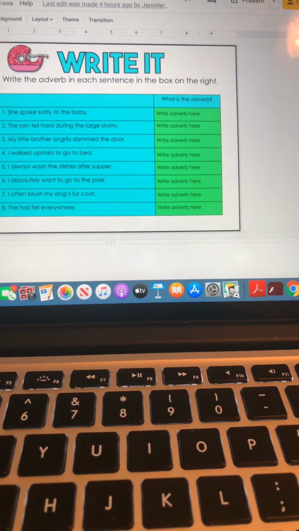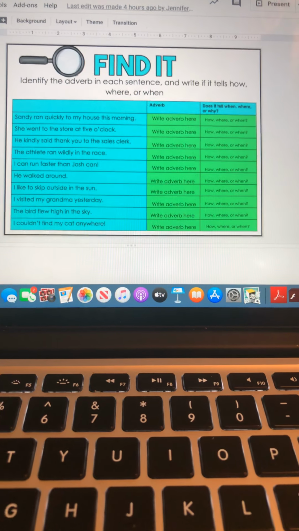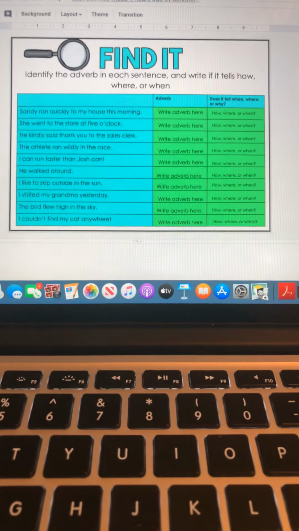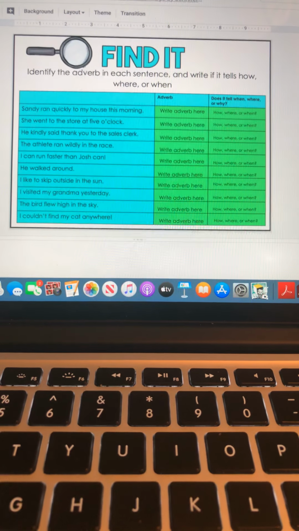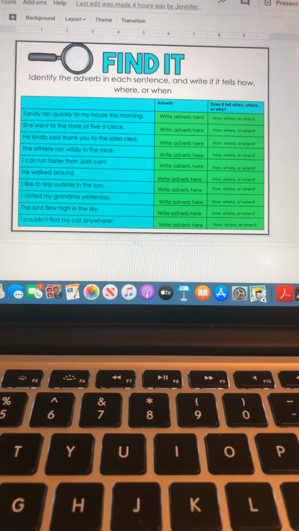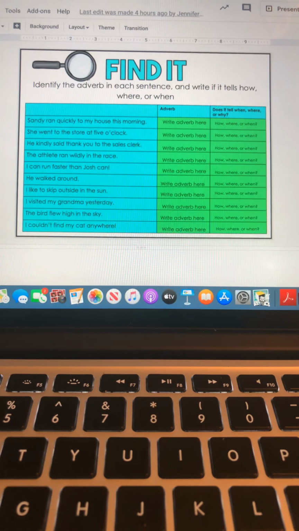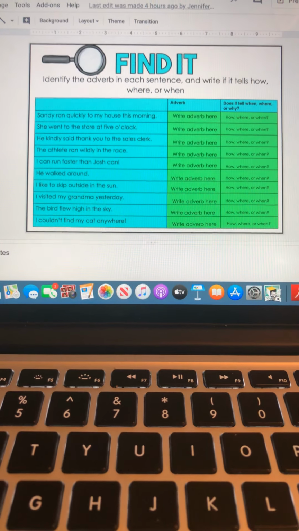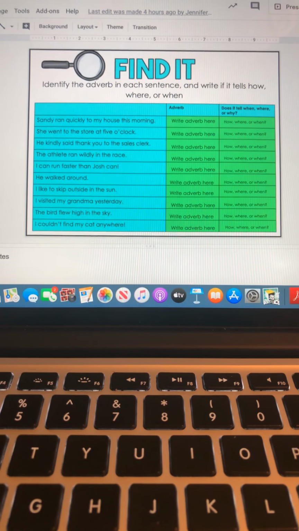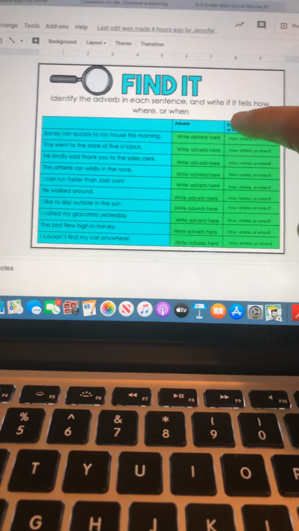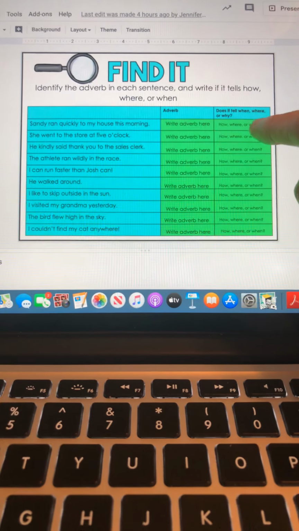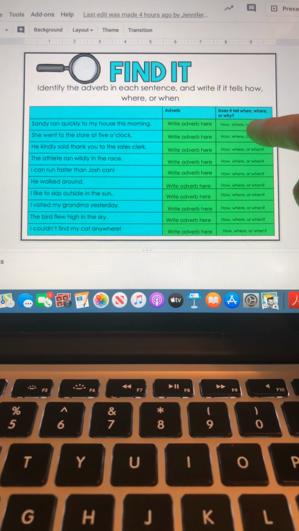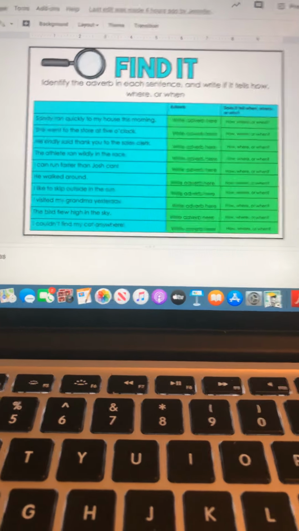All right, and then our last slide is Find It. Identify the adverb in each sentence and write if it tells how, where, or when. So for each sentence you have to write what the adverb is and if it tells you how, where, or when. So I'm going to go through the first one with you.